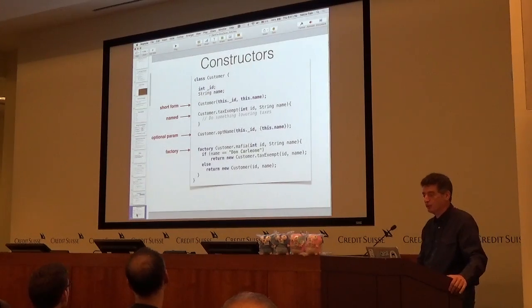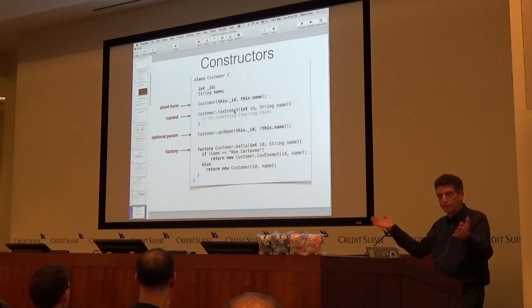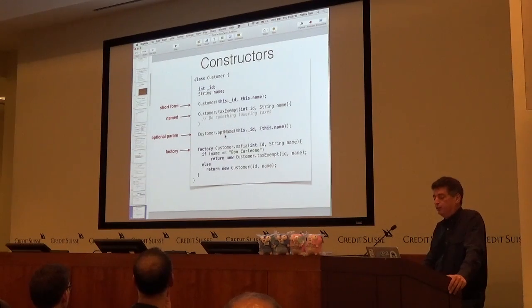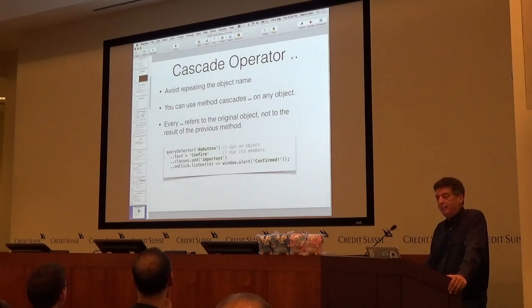Constructors. As I said, there is no overloading in Dart, so what they have is named constructors. See, this is a regular constructor, and this is a named constructor, Customer.taskExempt. If I wanted to use it, I would need to say new Customer.taskExempt, and in parentheses, the arguments. You can use optional parameters in the constructor. And they have something called factory constructors. Like, the factory design pattern is already embedded in the syntax of the language. So in this case, depending on a certain value, it'll build either one object or the other, one way or the other. So that's the constructors.